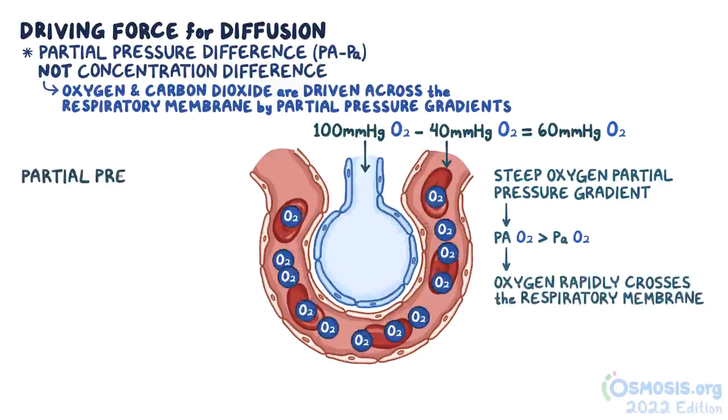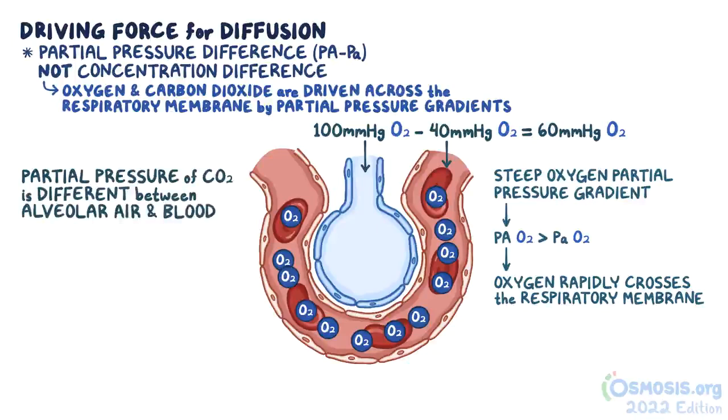The partial pressure of carbon dioxide is also different between the alveolar air and the blood of the capillary. However, the partial pressure difference is less than that of oxygen, about 5 millimeters of mercury. The partial pressure of carbon dioxide in the blood of the capillary is about 45 millimeters of mercury, whereas its partial pressure in the alveoli is about 40 millimeters of mercury.